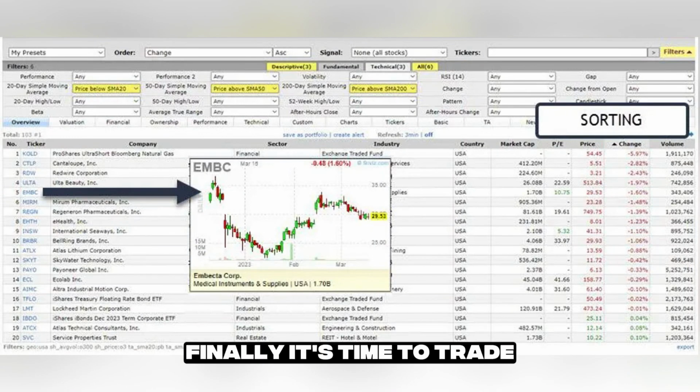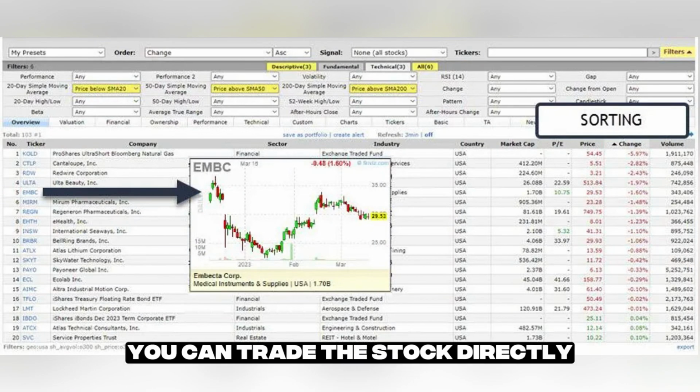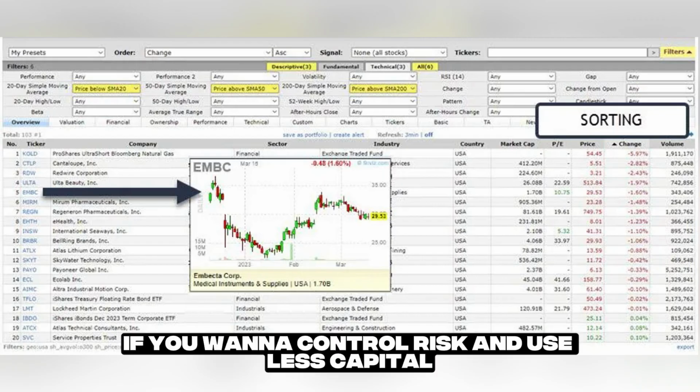Finally, it's time to trade. You have several options. You can trade the stock directly, invest in it for the long term, or trade options if you want to control risk and use less capital.